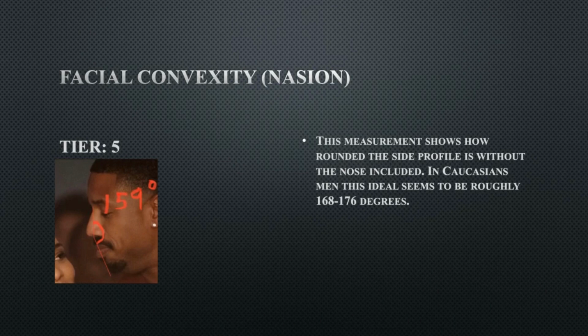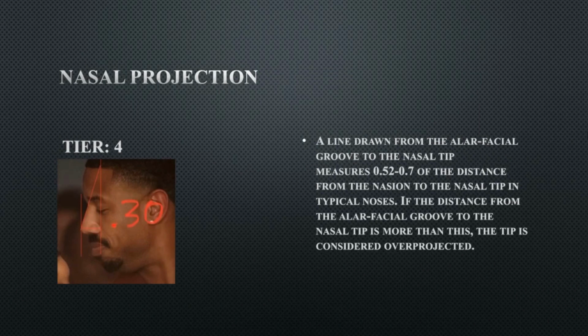His facial convexity from the nasion is a tier 5, and this is 159. So instead of the line going all the way up to his glabella, which is his brow ridge, it goes all the way up to the nasion. And his facial convexity, like I said before, from the glabella, is a bit too rounded. So this is going to make his facial convexity from the nasion even more rounded at 159, and you don't want your facial convexity to be too rounded, so this is a flaw.